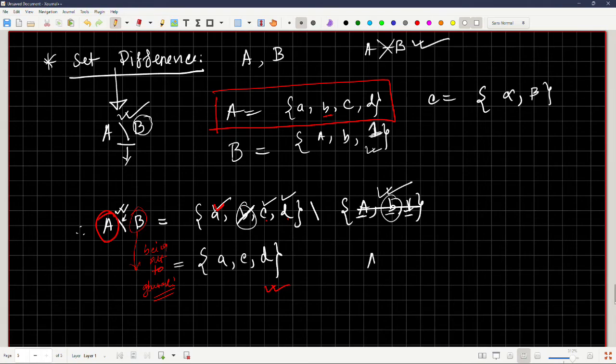Yes, sir. What about A set difference C? Sir, what was there will remain, a, b, c, d. Exactly. Because there is no element common between A and C, right? All the elements of A are not in C. I mean, none of the elements in A are in C, so the result is just a, b, c, and d.